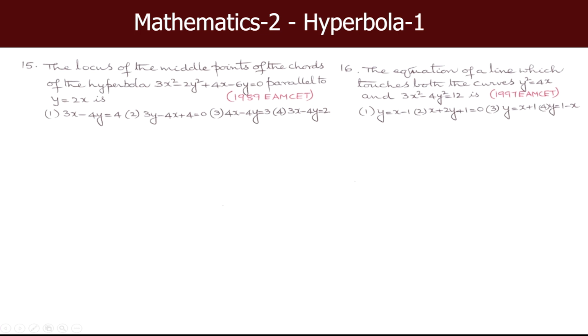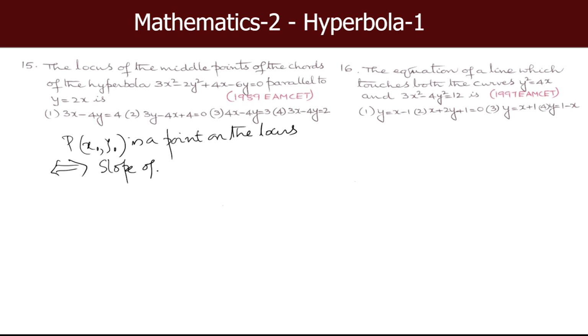Suppose (x0, y0) is a point on the locus if and only if (x0, y0) is the midpoint of a chord of the hyperbola whose slope is 2. The chord with midpoint (x0, y0) is S1 = S11. What is S1? 3x0x, that is, 3x² becomes x times x, and we put x0 for one x. Minus 2y² means 2y into y, y0 y.